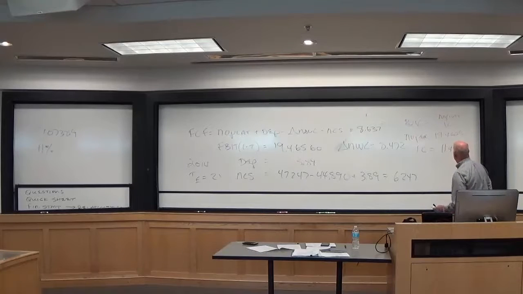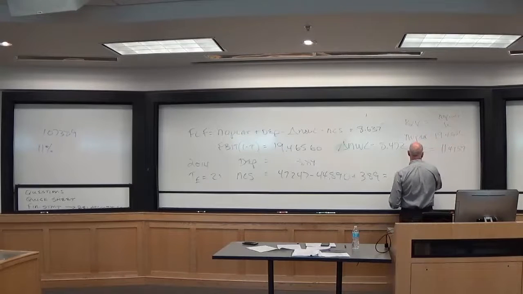Okay, so then what is our return on invested capital? What is 19.4656 divided by 114,159?